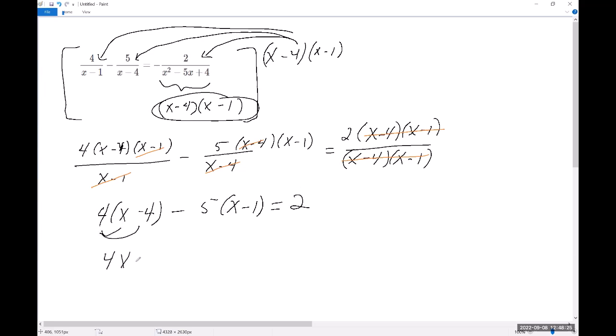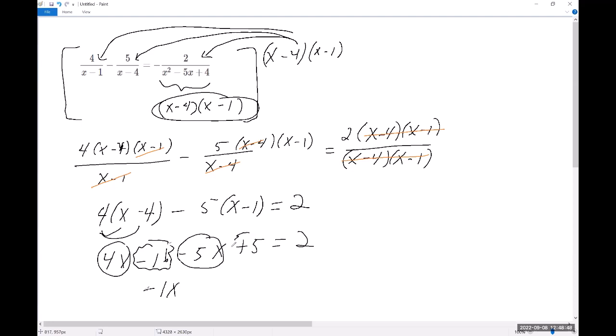Distribute, so that's 4x minus 16 minus 5x plus 5 is 2. 4x minus 5x is minus 1x. And then minus 16. Make a different little thing there so you could see. And then combine it with this. So that's going to be minus 11. And I just stopped to check. So plus 11, plus 11.